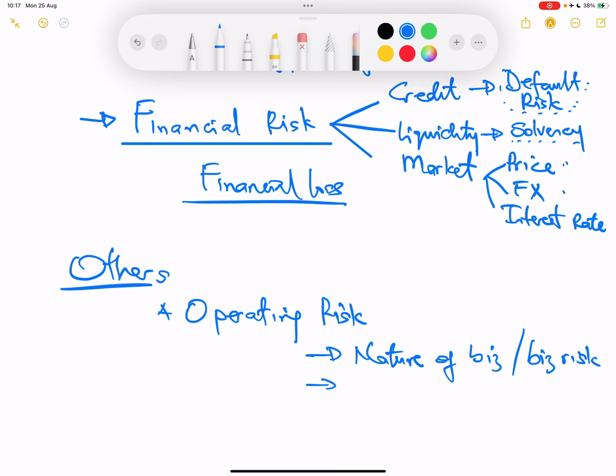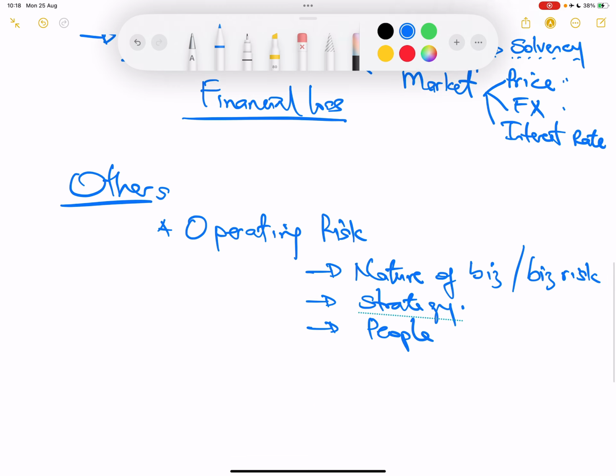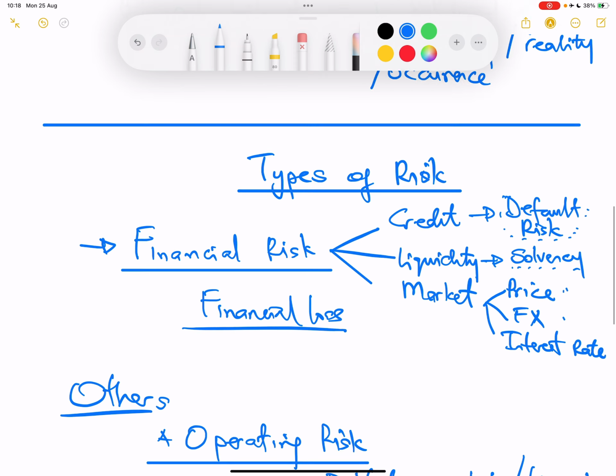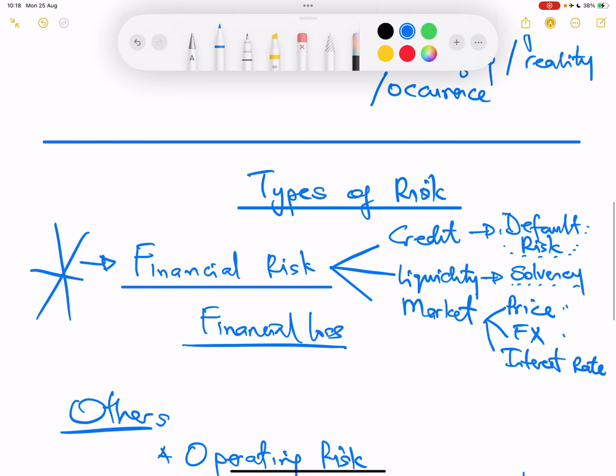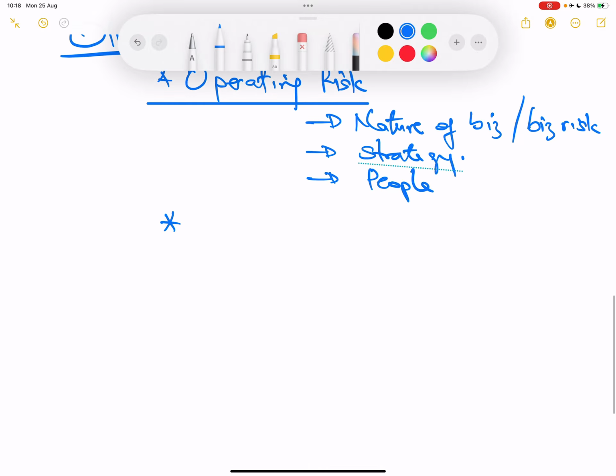So my strategy might fail, or you might even lose staff. Maybe turnover is high, or people that are quite experienced in your business might leave you and might affect your business or your operations. You might not be able to operate properly. So these are the kind of risk that you will find in a company. So very important to note this. However, like I said, our focus is on financial risk. So now let's go into risk management proper.